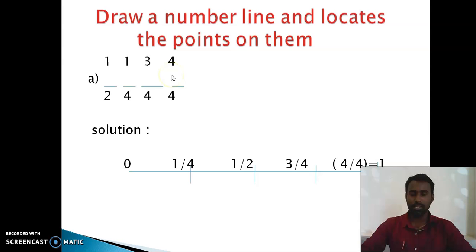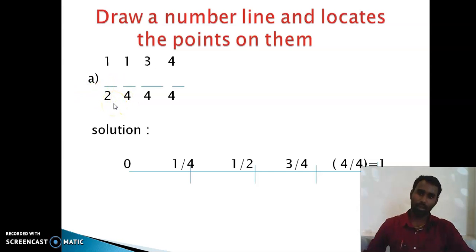In my previous class, I said what a number line is. A number line is a horizontal line which consists of equal spaces, and they gave the right side as positive numbers and the left side as negative numbers. If you are going to the right side, it means increasing, and the left side means decreasing.